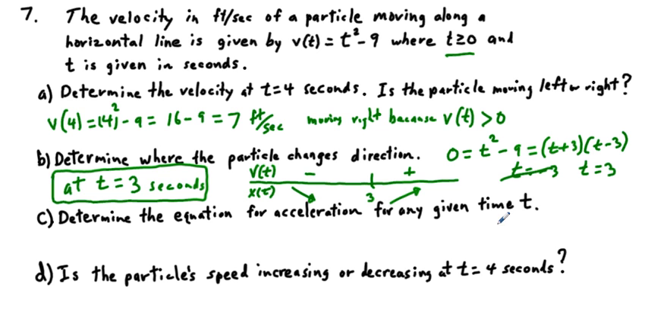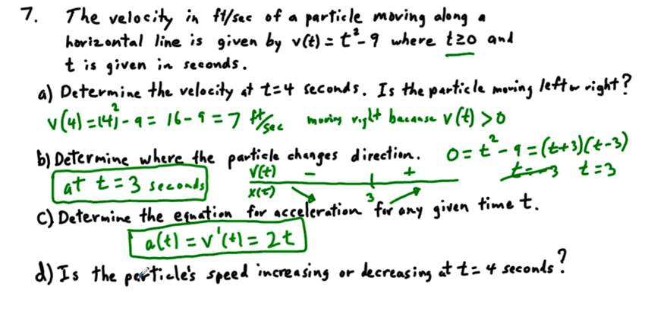Determine the equation for acceleration at any given time t. Well, acceleration is going to be the second derivative. So a of t equals v prime of t, which equals 2t. Is that right? I think that's right, for any given time t. So v prime of t, a of t equals 2t. I don't think there's anything wrong there, so that's going to be our answer.